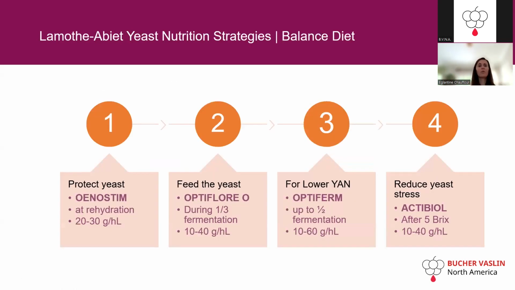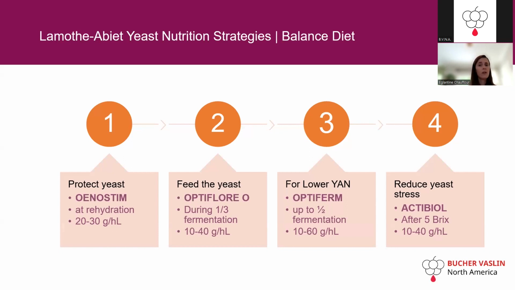So to make a little conclusion of our yeast nutrition strategy, you really want a balanced diet. Again, YAN is important, but it's not only this. We want to focus on protecting the yeast first. That's when we prepare the yeast, or when that's the first thing we will do. Step number 1 is using Static at rehydration, 20 to 30 grams per hectoliter.